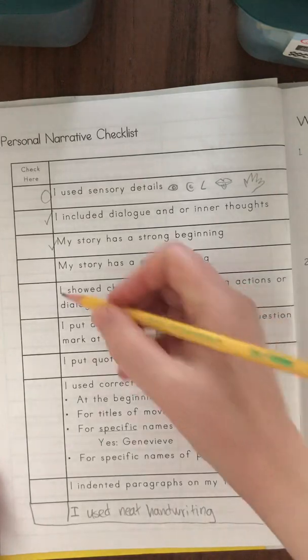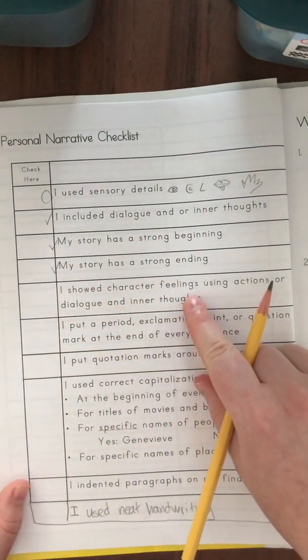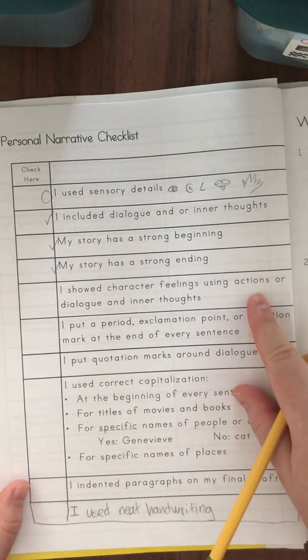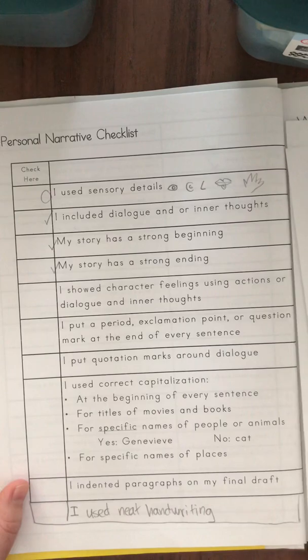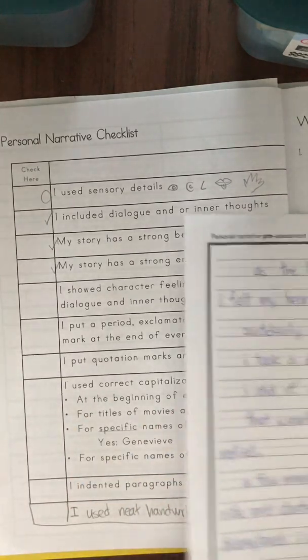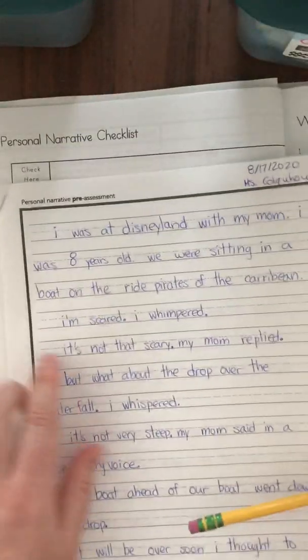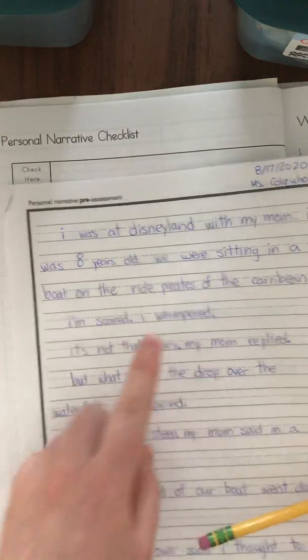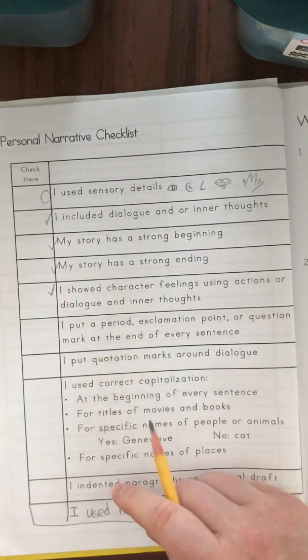So I think I have a strong ending that ties my story together. I showed character feelings using actions or dialogue and inner thoughts. I definitely think that I did that because in one part here I said that I felt my heart beating faster, which shows that I'm scared. And in this part where I said I whimpered, that definitely shows I'm scared. So I think I showed character feelings.